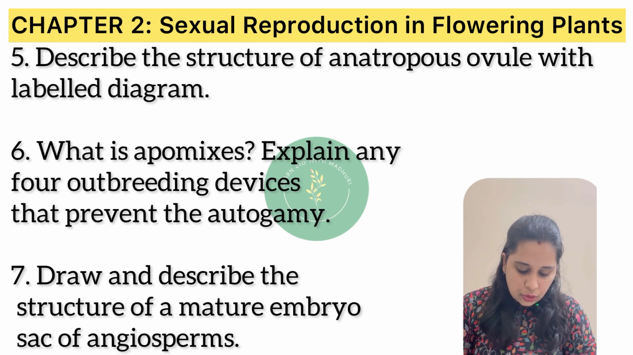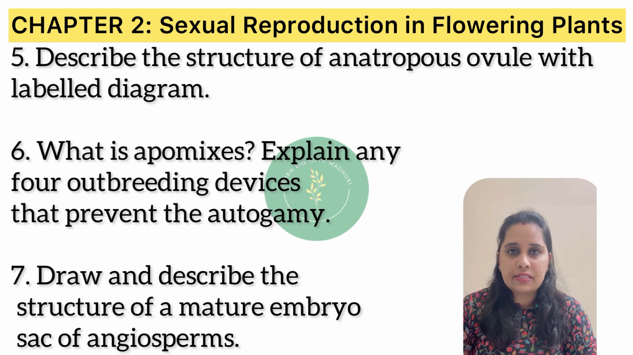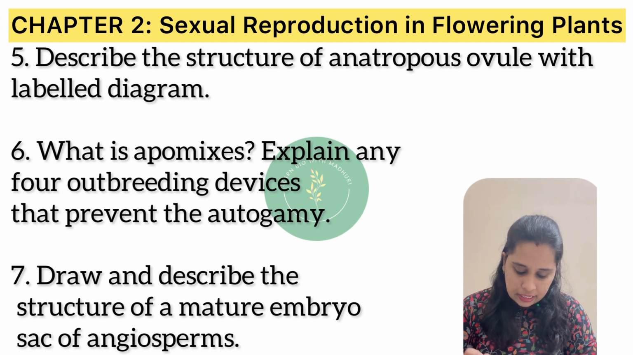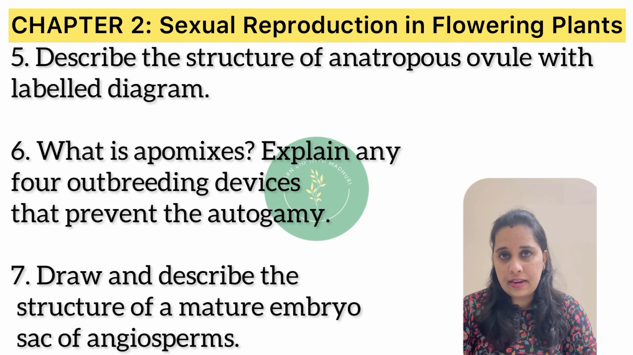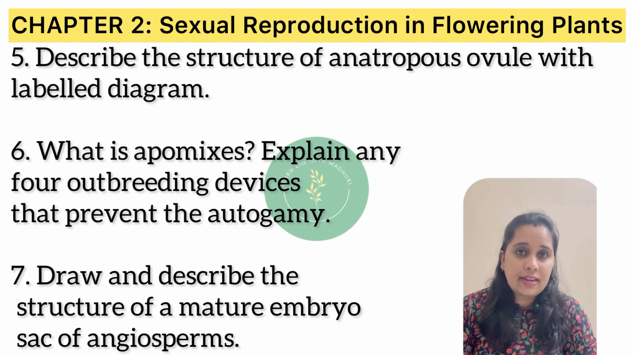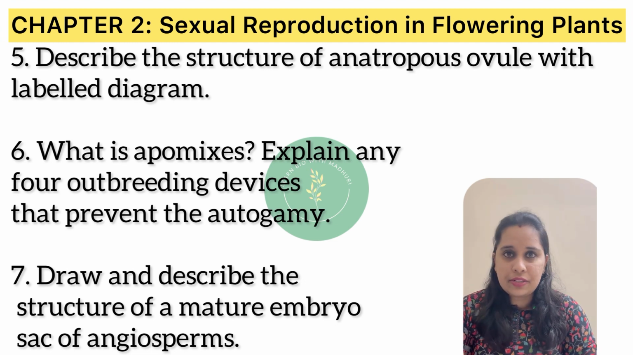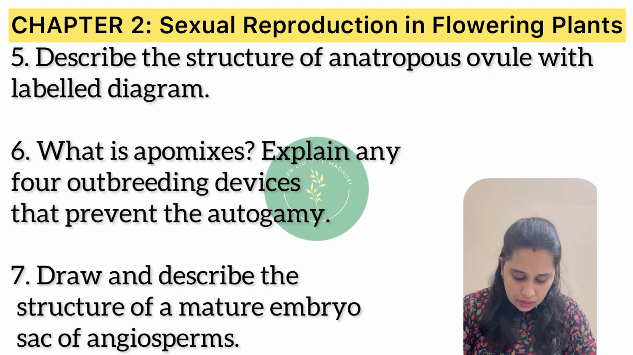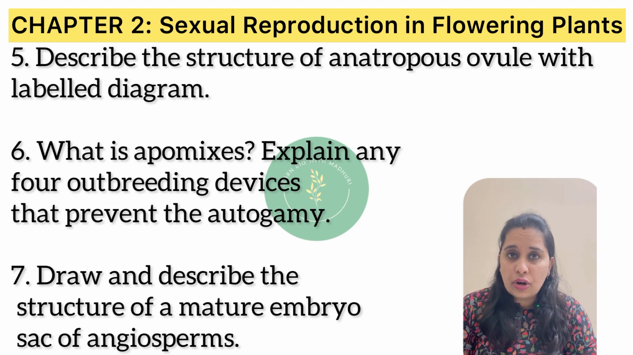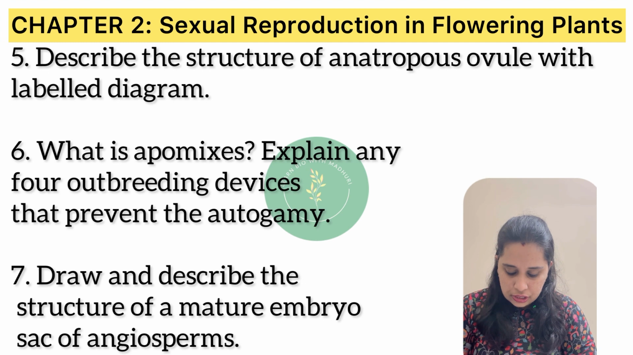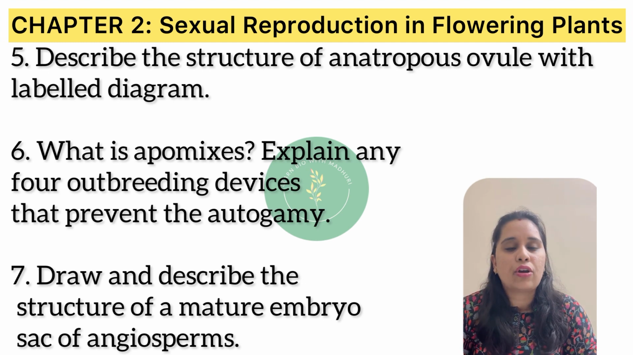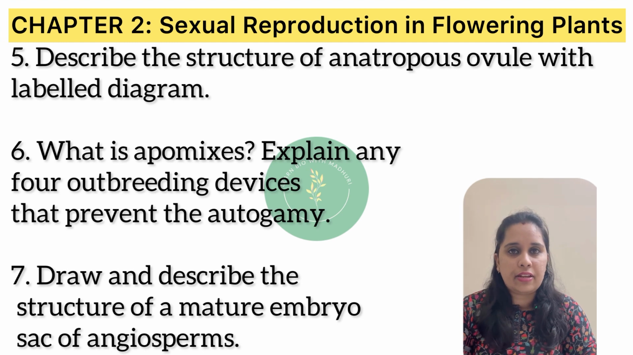Okay. Sixth question, what is apomixis? Even this word has been frequently asked. Explain any 4 outbreeding devices that prevent autogamy. Again, the question has been repeated. Seventh question, draw and describe the structure of the mature embryo sac of an angiosperm. So here angiosperm is nothing but the flowering plants.